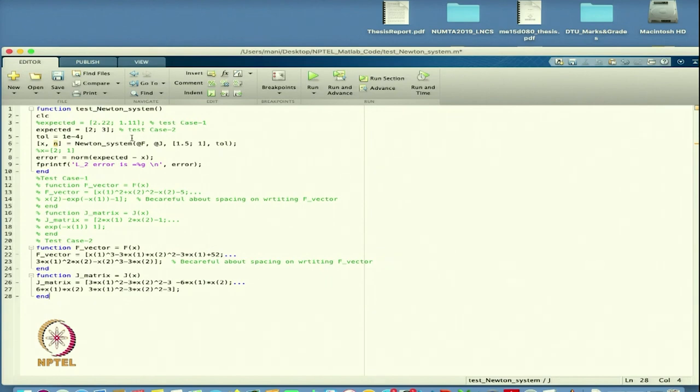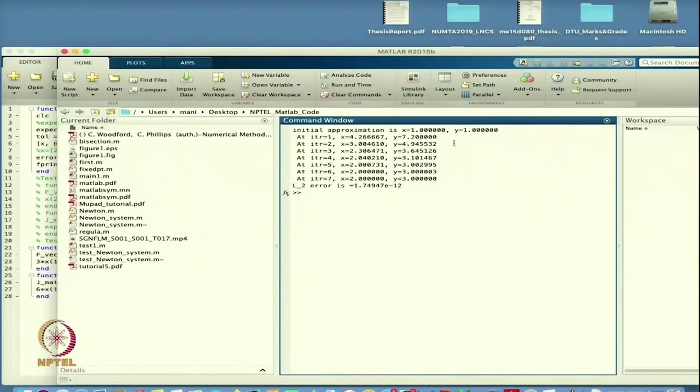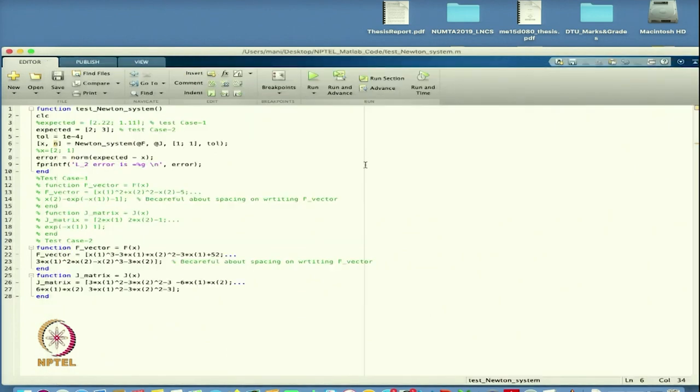So, Jacobian we are getting and I am expecting the value (2, 3) as a root of this one. So, we will start with the same initial condition and I run this one and let us see. Based on the initial approximation (1, 1), after the 7th iteration we are getting my root (2, 3), and in this case we already know the exact value of the root, that is 2 and 3. You can see that the L2 error is very small, 10 to the power minus 12. So, after 7 iterations our root is very close to the exact value, it is converging very fast.